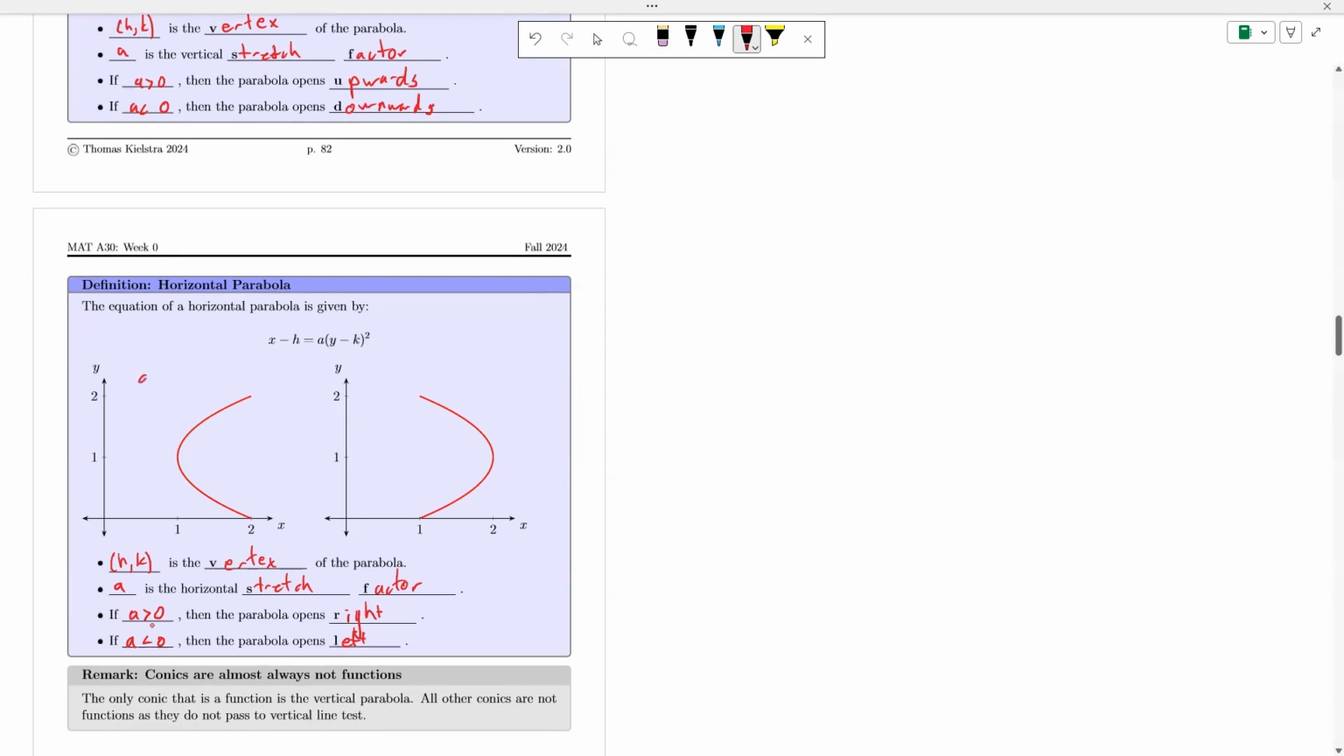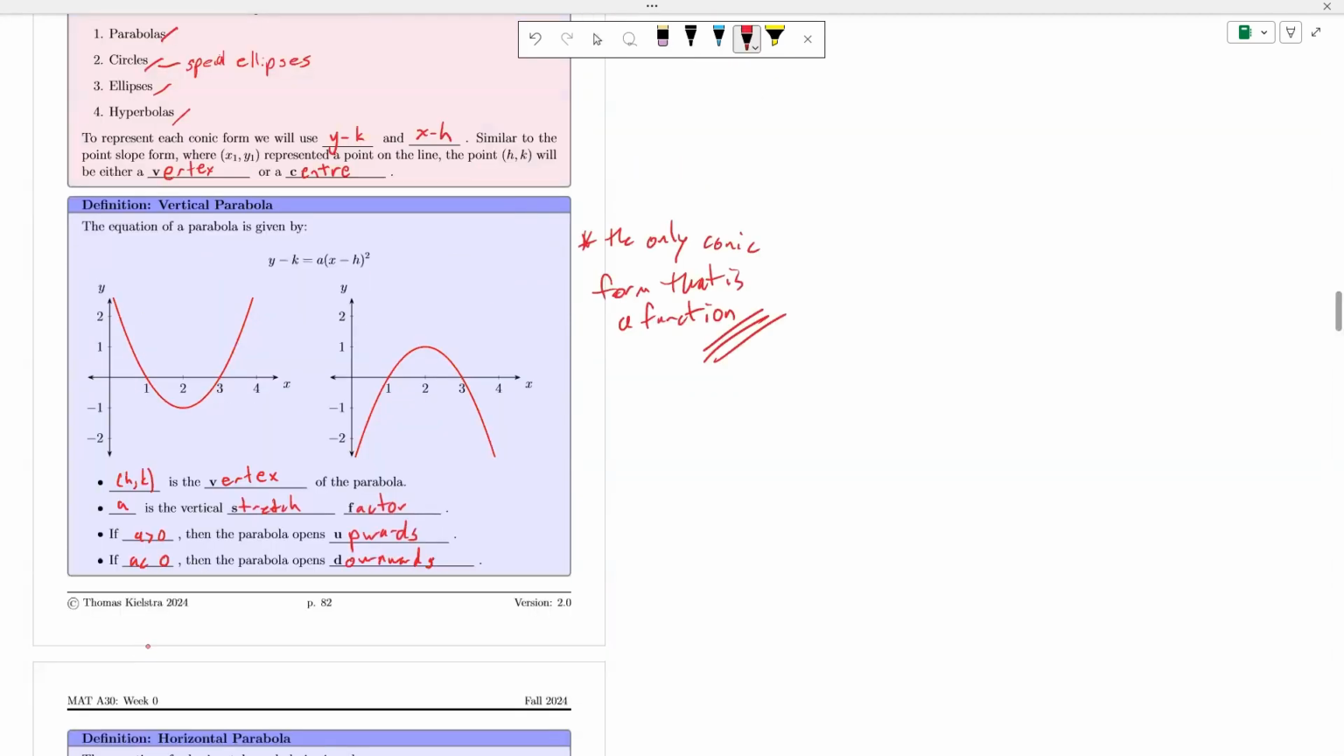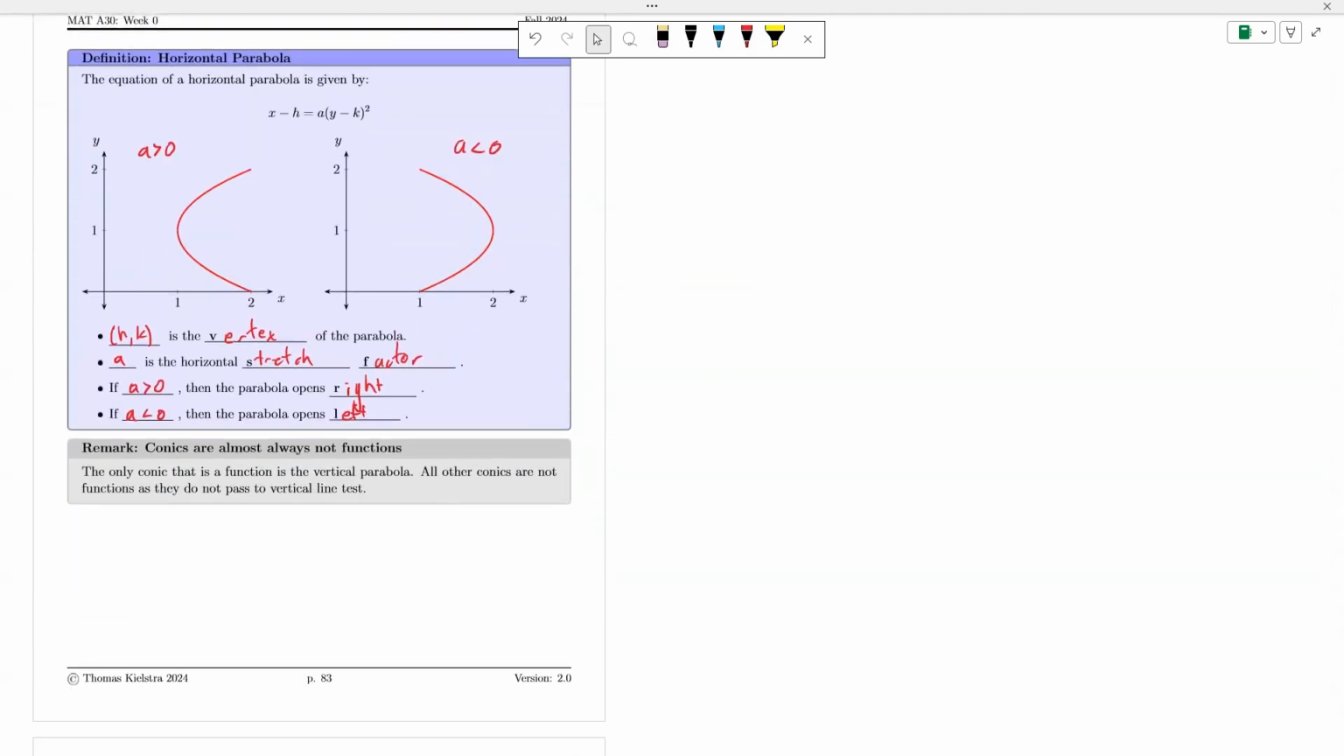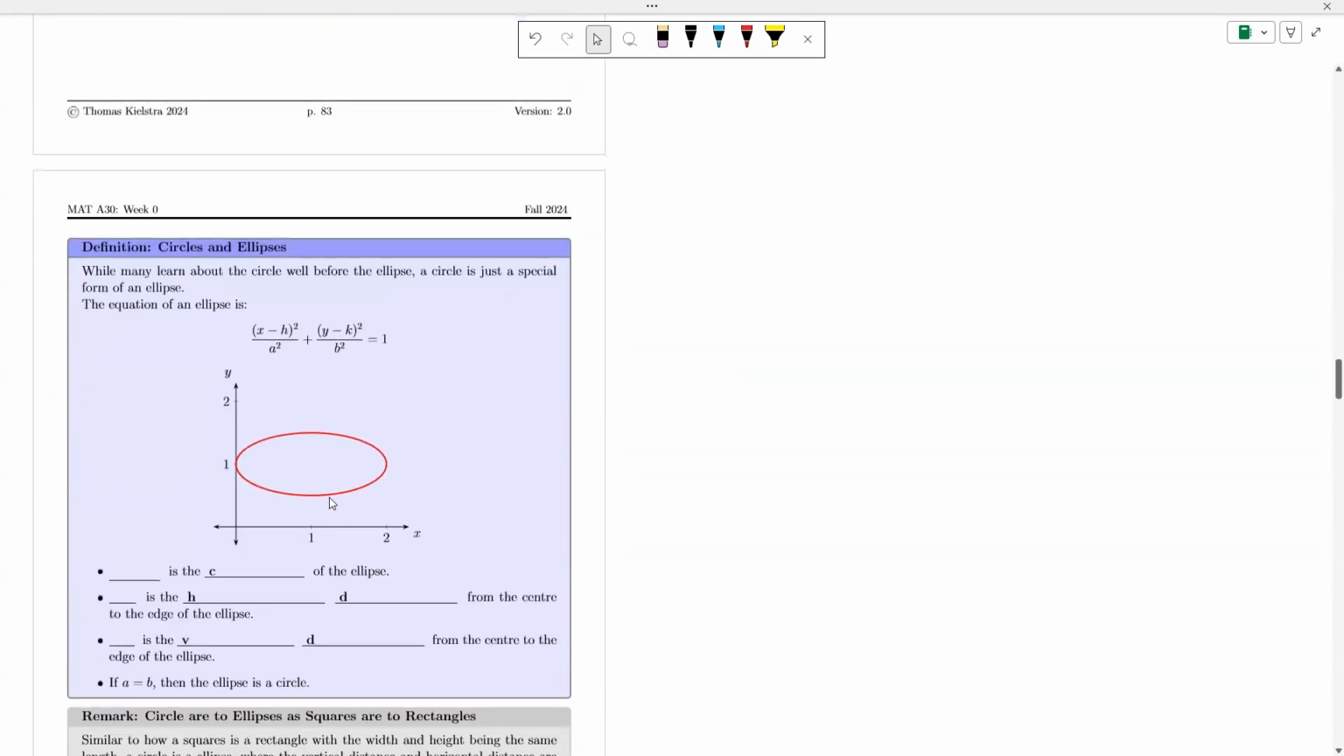So here we have A greater than 0. Here we have A less than 0. If we look above, this was A greater than 0, and this is A less than 0. Now, the only conic that is a function is the vertical parabola. All other conics are not functions, as they do not pass the vertical line test.